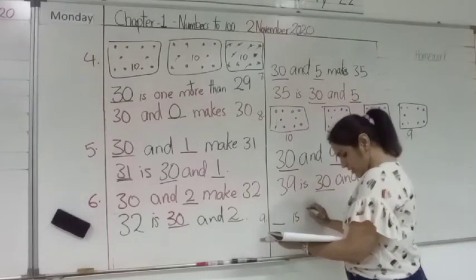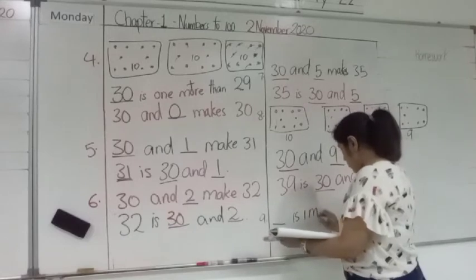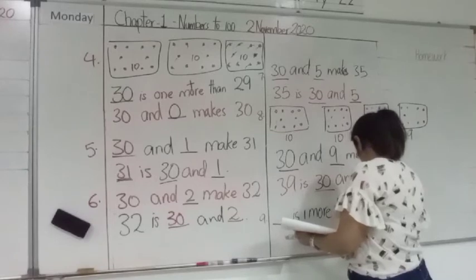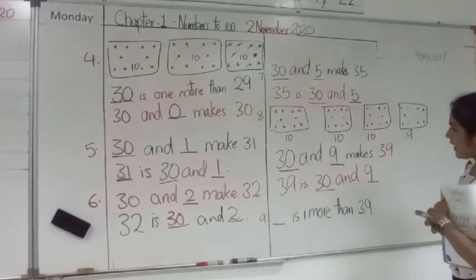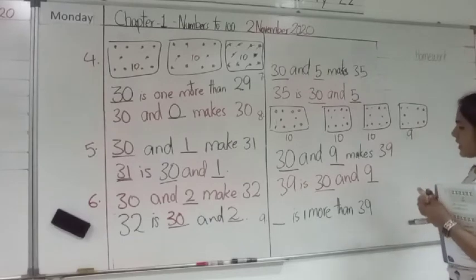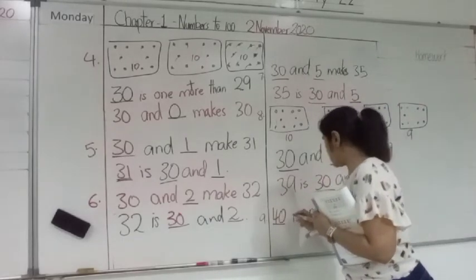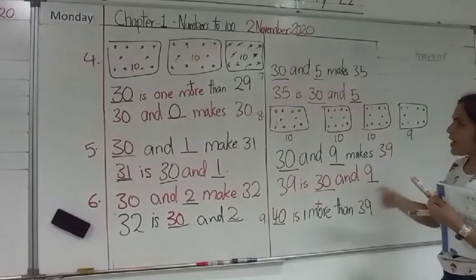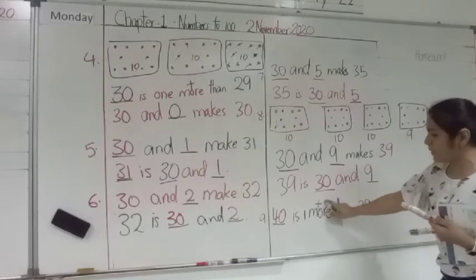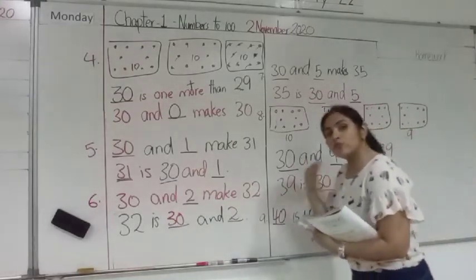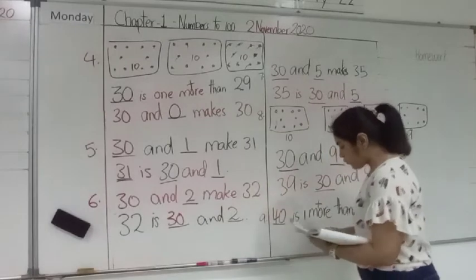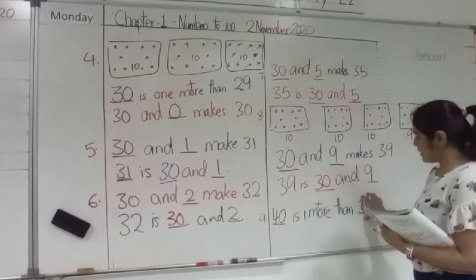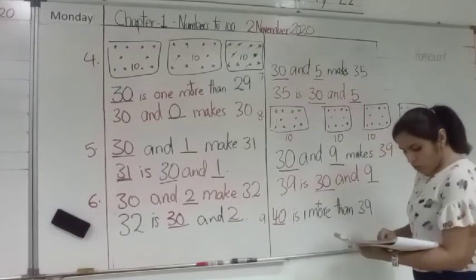Dash is 1 more than 39. What will you write there? 1 more than 39 would be 40. Remember, when you see the word more, put a plus sign. When you see the word more, put a plus sign, because you will know you have to add forward. You have to count forwards. 1 more, that means you put 1 more into 39, it will turn into 40.